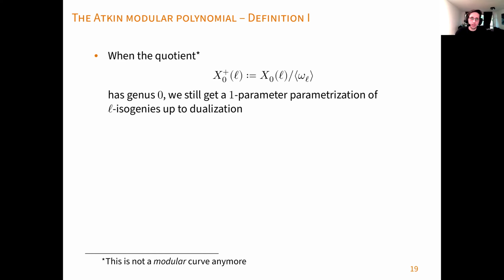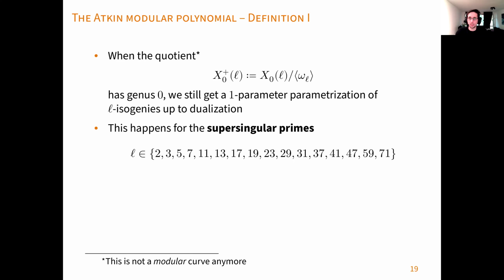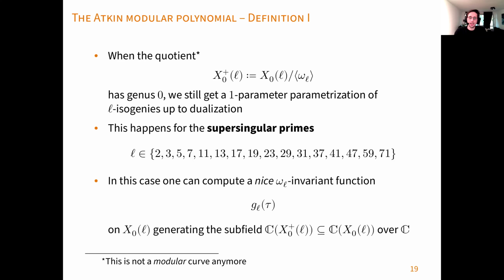So when does this curve actually have genus 0? This happens for the so-called supersingular primes. There's the list of the 15 of them from 2 to 71 with some exceptions. And the reason why they're called supersingular primes is because these are exactly the primes for which all supersingular j-invariants are defined over the field FL instead of FL squared. But that's kind of an aside. For these 15 primes, one can find a nice, I will call it here, invariant function. So one will get some modular function, which is invariant with respect to this Fricke involution. And this will correspond to a generator of the subfunction field of X0 plus L inside the function field of X0 L.